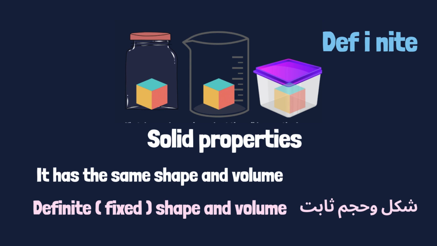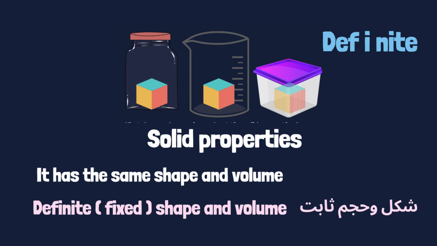Yes, here we will observe that the solid has the same shape, the shape of the cube doesn't change from one container to another. It has the same shape and also the same volume. If this cube is 1 cubic centimeter, the volume will be the same in all containers. So here we can say the solid has the same shape and volume, so we can say it has definite or fixed shape and volume.